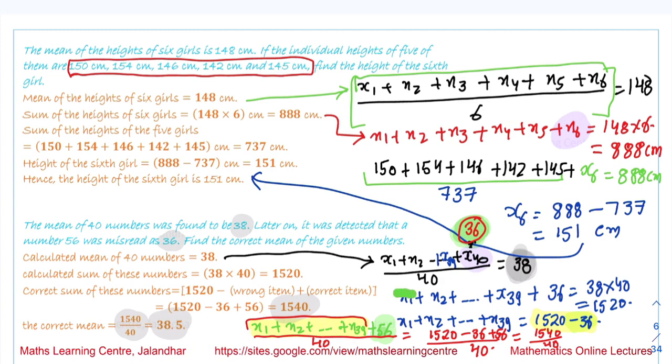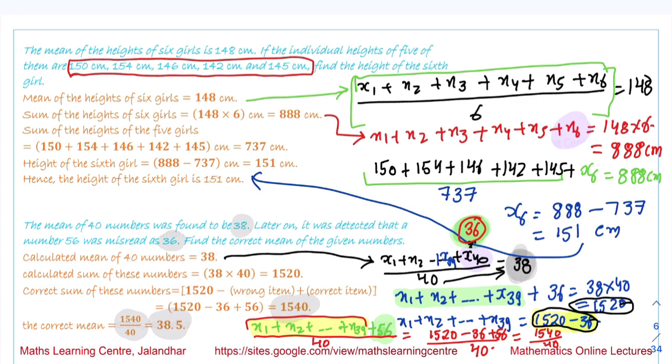So what we are doing, we are calculating the sum of the first 39 numbers. We have multiplied this equation with 40, or you are saying you have taken this 40 on this side, so we get 1520. So the sum of the first 39 terms, x1, x2 up to x39, is 1520 minus 36.